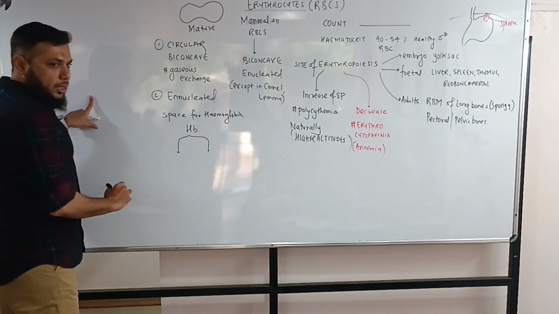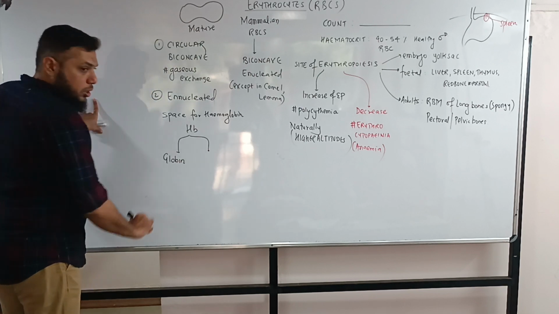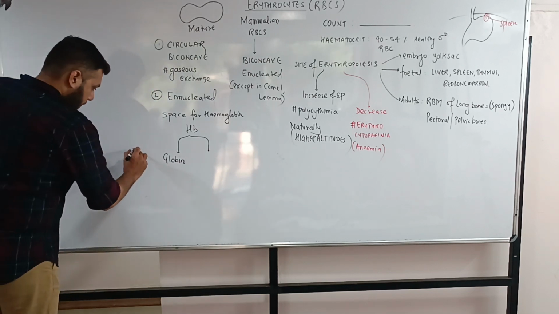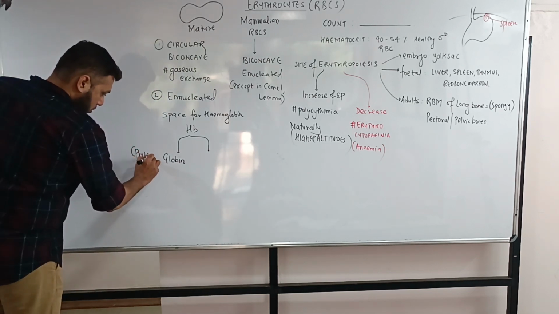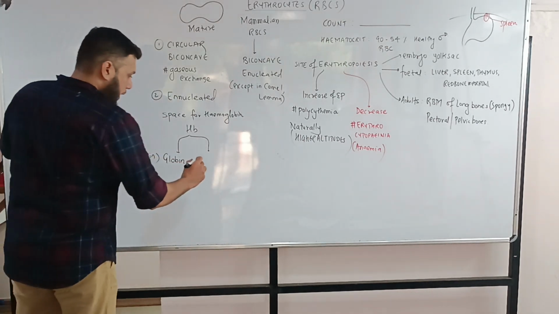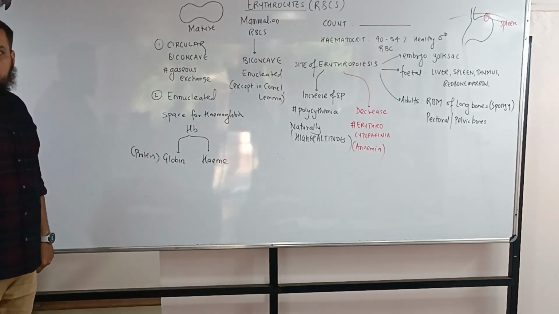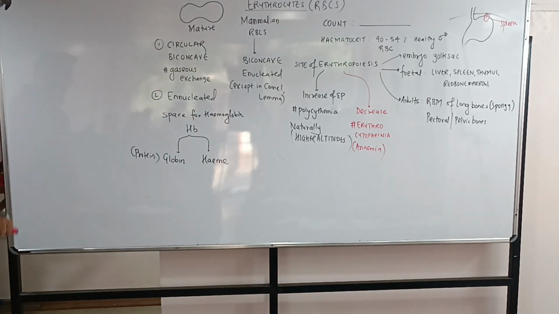It is made up of two parts. The protein part is called globin. So what's the protein part called? Globin. And the non-protein part is called as heme. Hemo नहीं, heme. Okay? समझा कि नहीं? थोड़ा डिटेल में जा रहा हूँ मैं.